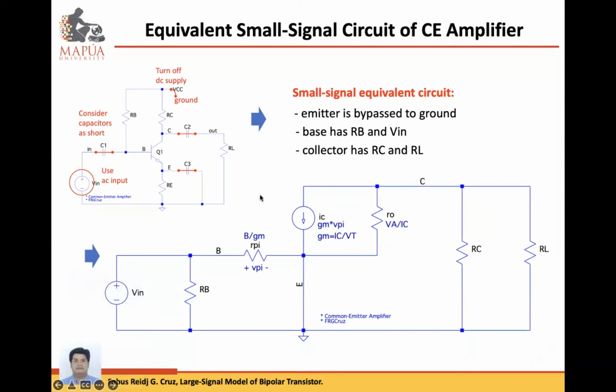So again, this is the transistor equivalent circuit. And on the emitter muna ito, the emitter will be directly connected to ground. Then for base, ito yung base natin, we'll have the RB in parallel with Vin. And for the collector, we'll have the RC in parallel with RL. Okay, so dun galing yung equivalent circuit natin.